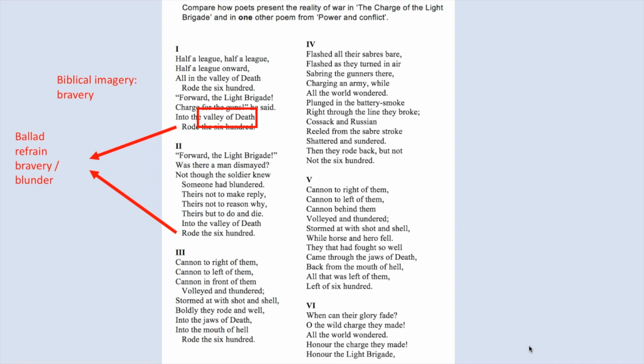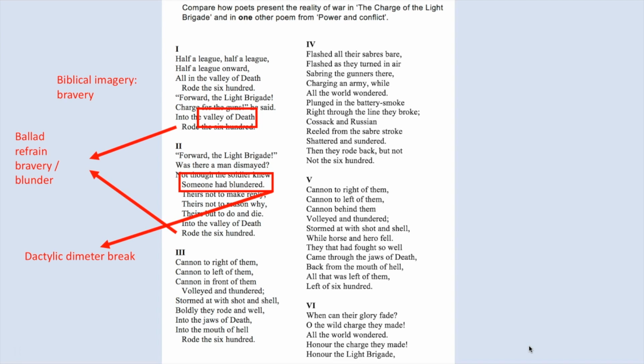I might pick up the biblical imagery of the Valley of Death, linking to Psalm 23, the Psalm of David, and again think about the great bravery of the soldiers who, like David when he took on Goliath in the Bible, are fighting a foe where they are quite clearly the underdogs and suffer terribly as a result. And I might pick out that line, someone had blundered, and think about how this line breaks the use of dactylic dimeter to draw emphasis to the blunder, the mistake which led to the pointless massacre.